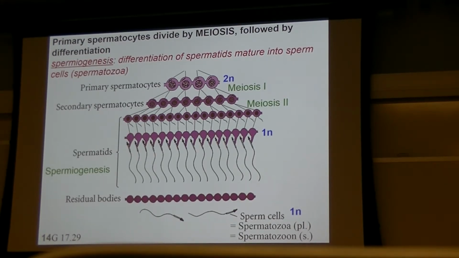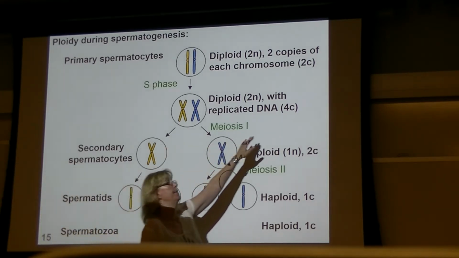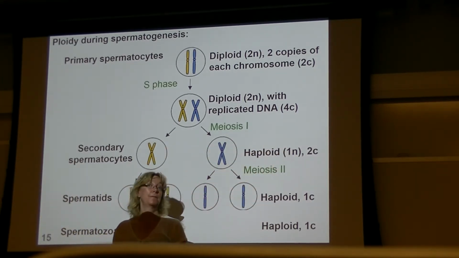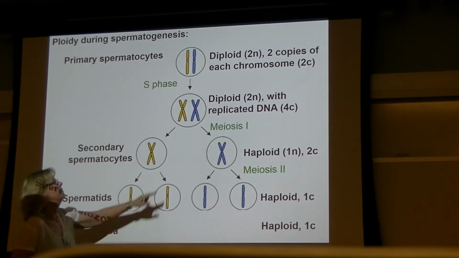Okay, let's revisit this, but thinking about the ploidy of the cell as we go along here. So the primary spermatocytes are diploid. They have 2 copies of each chromosome, a mom chromosome and a dad chromosome, and after that goes through S phase, that will be replicated. So now we actually have, if we wanted to count up, 4 copies or 4 sister chromatids all there, as you see here.